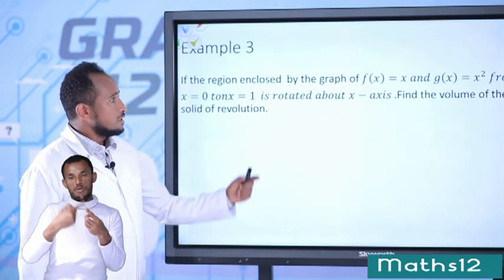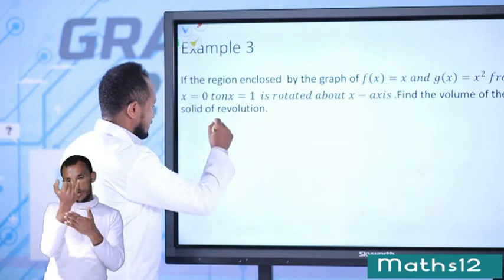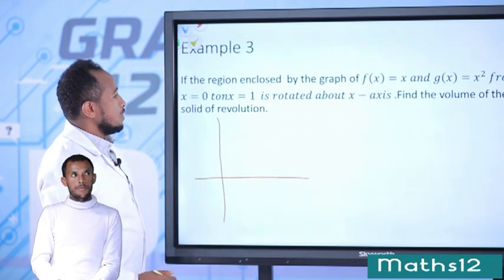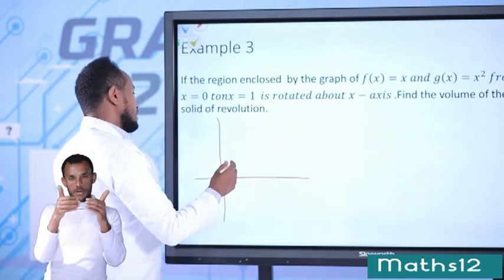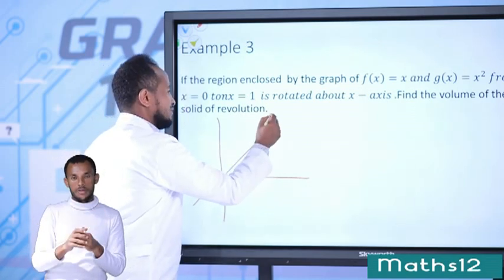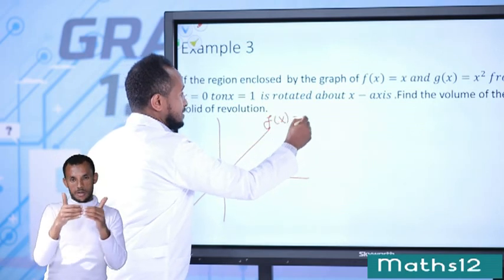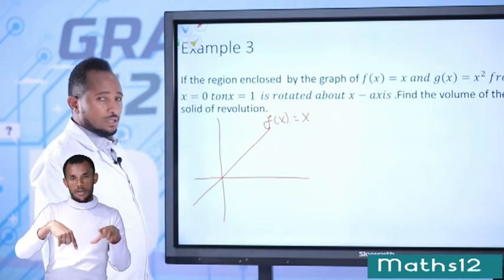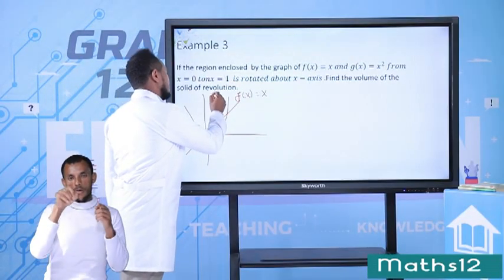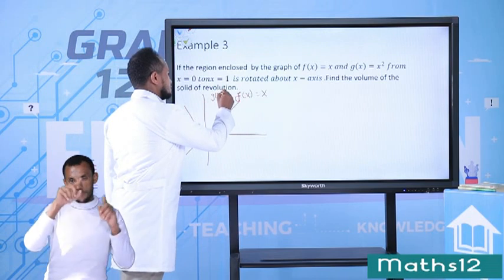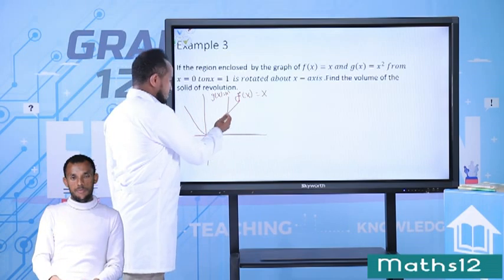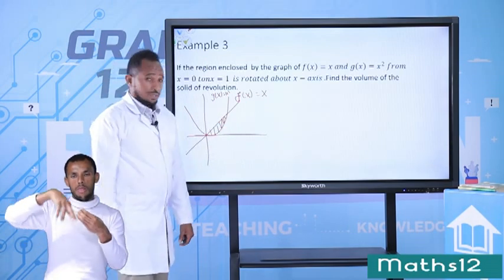So to find this, first let's draw the graph. Okay, so f of x equal to x is this line, and g of x is equal to x squared, this part. So this region is rotated about the x-axis.